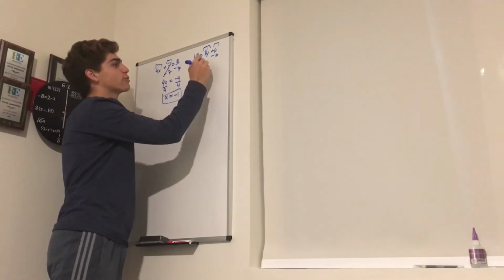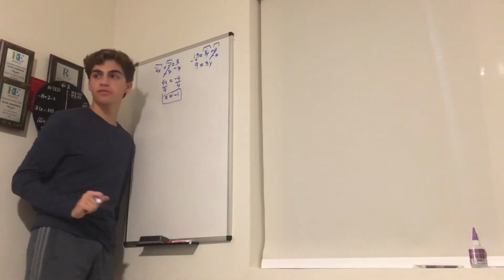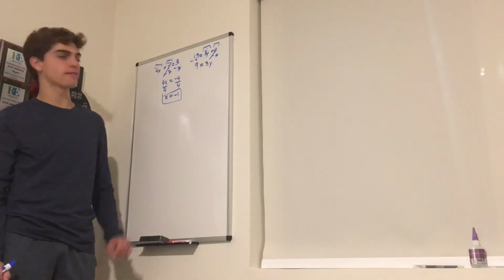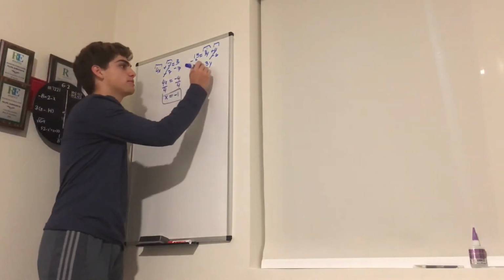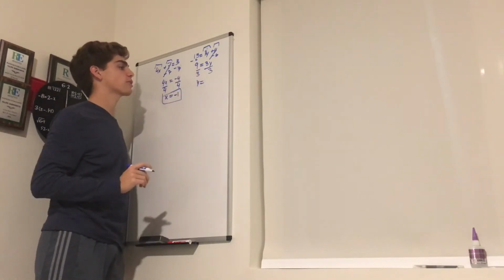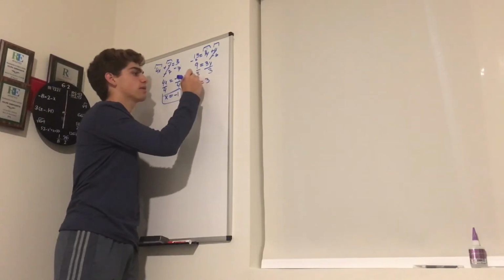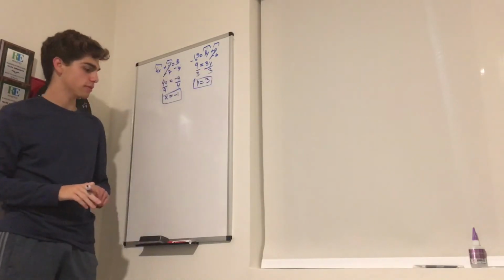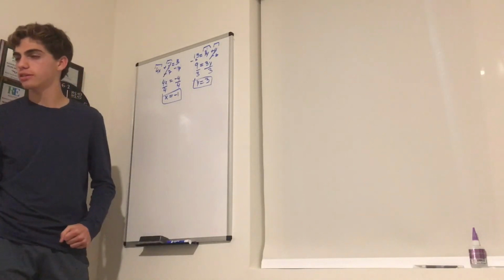So 9 equals 3y, because these 6's cancel. Now this looks very similar to a one-step equation again. How do we solve this? Divide by 3 on both sides. Divide by the coefficient. Good job. So you're left with y equals 9 divided by 3, which is 3. Perfect.